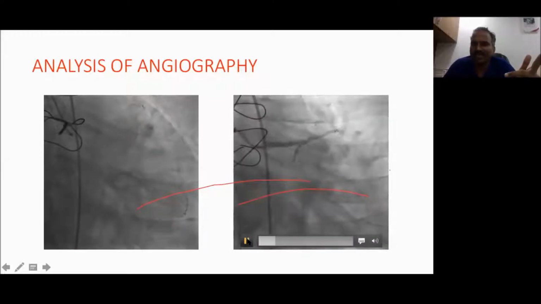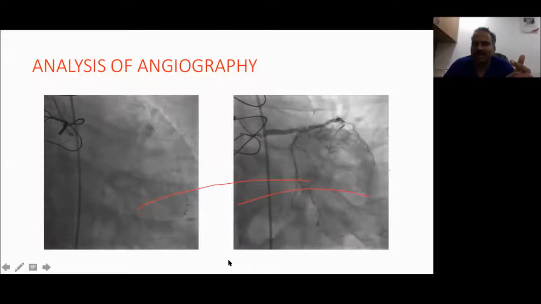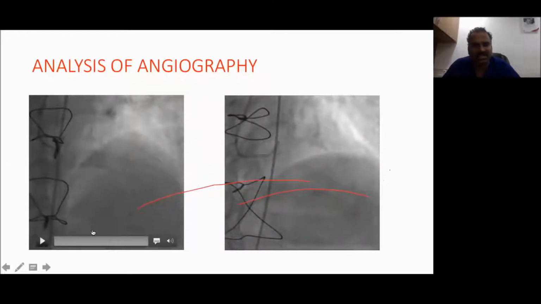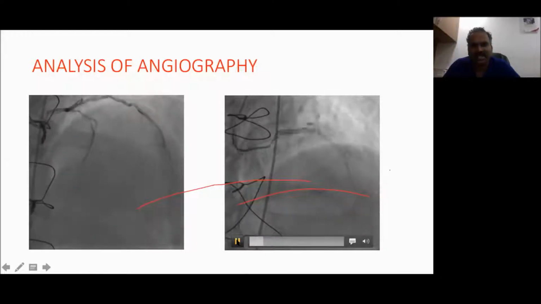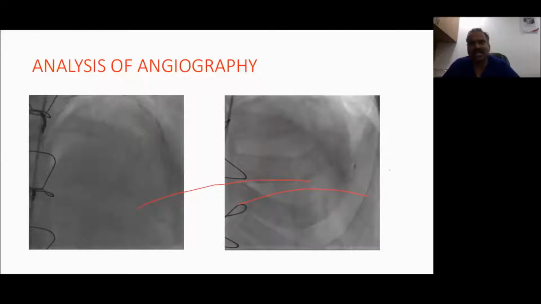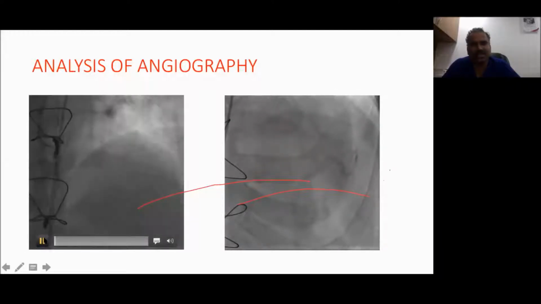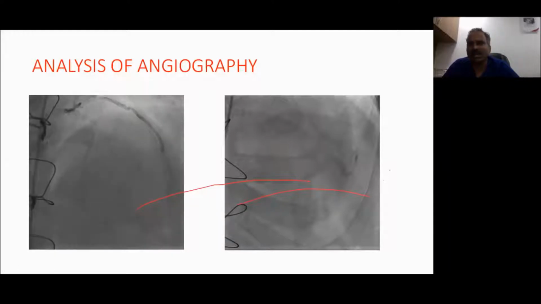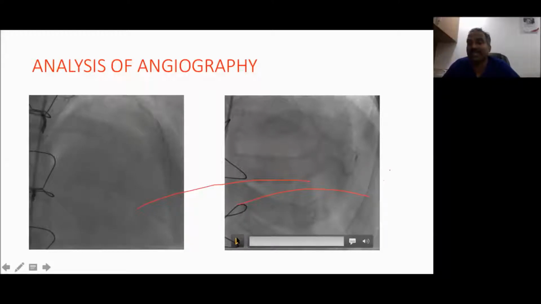But if you see this, where there is a good flow into the LAD, I'll show the cranial views of these two patients. These are the cranial views. Try and appreciate. If you see the cranial view of the first patient, there is no antegrade flow at all. So most likely this is a total occlusion of the LAD, right? So I cannot come to any conclusion on the LIMA in this patient where there is a total occlusion.